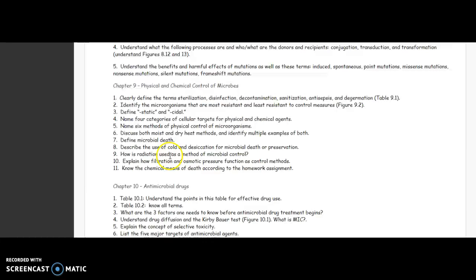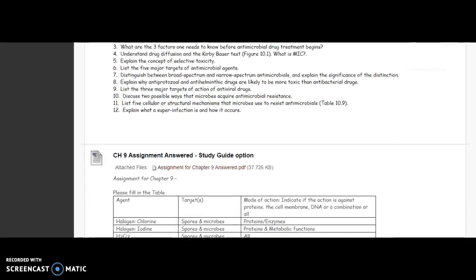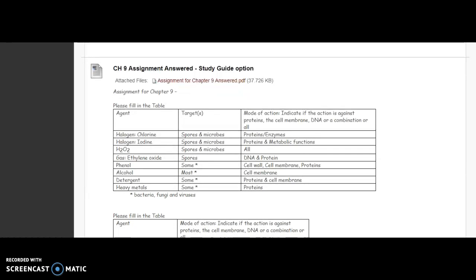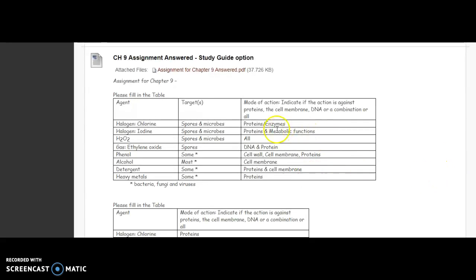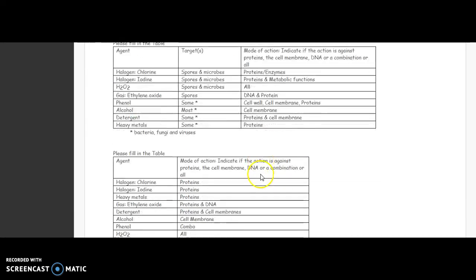Just for example, number 11, know the chemical means of death according to the homework assignment. I think I'm about halfway through grading everyone's, but that's what this is right here, the chapter 9 assignment answered. So this is a study guide option. You have all of the correct answers here: the targets of the different agents. Spores, that should actually be endospores, and microbes; endospores for gas. Phenol hits some bacteria, fungi, and viruses. Alcohol hits most bacteria, fungi, and viruses, and then the different modes of action here.